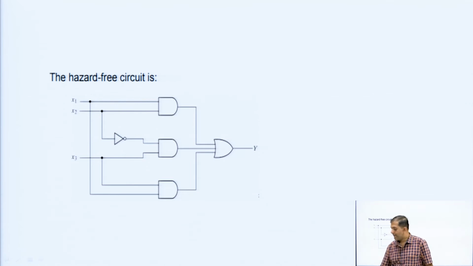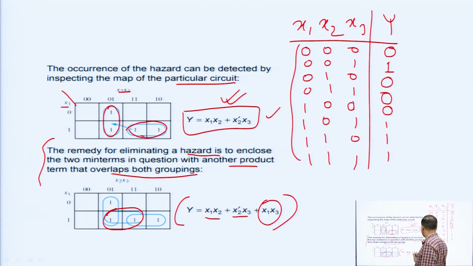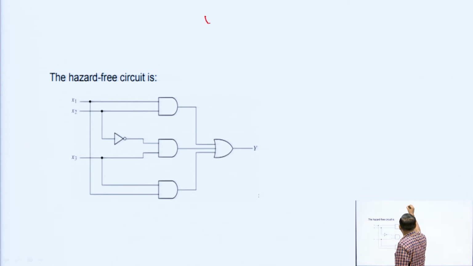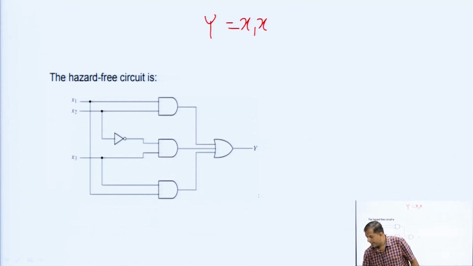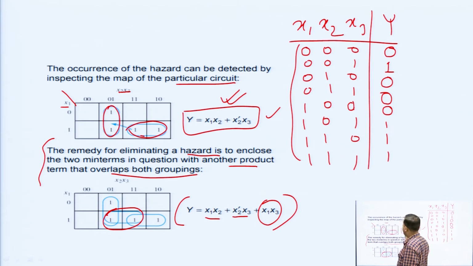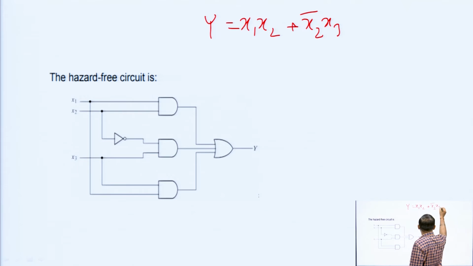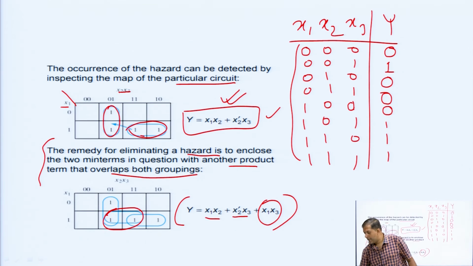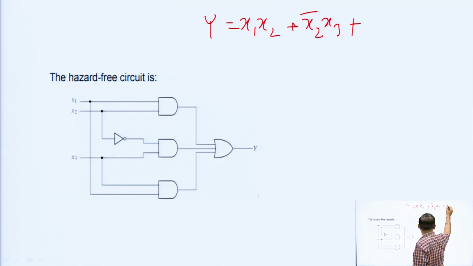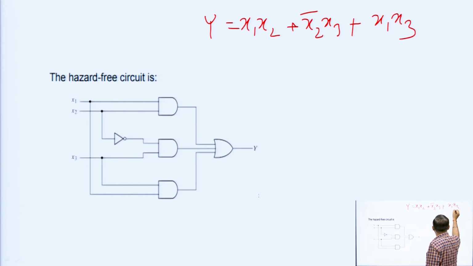Now, this final equation, x1 x2 plus x2 bar x3, we will write down here. The final equation is y equal to x1 x2 plus x2 bar x3 plus x1 x3. So, this is x1 x3. Now we will implement that in the circuit, a hazard free circuit.